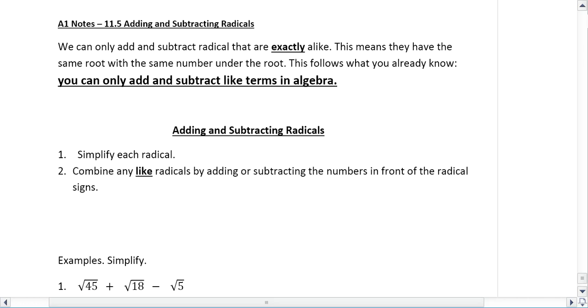Welcome to another awesomely radical edition of Comet Algebra. This video is for Algebra 1, Chapter 11, Section 5, Adding and Subtracting Radicals.